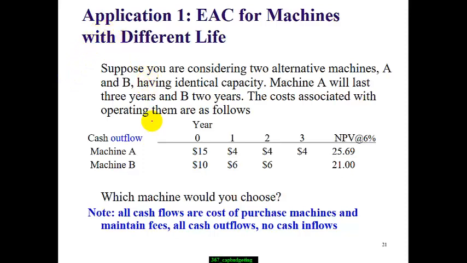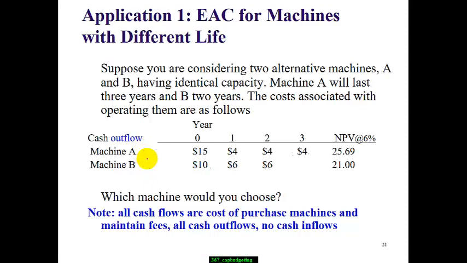So for example, you've got two proposals, two machines. Machine A will cost more money, and the maintenance is $4 every year after. The machine lasts for 3 years. Machine B is cheaper, costing $10 to purchase. The maintenance is $6 every year for year 1 and year 2. So as you see, machine A you have to replace every 3 years, while machine B you replace every 2 years. So which one's cheaper overall?